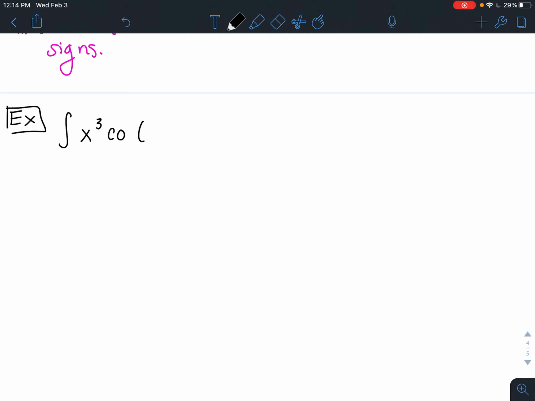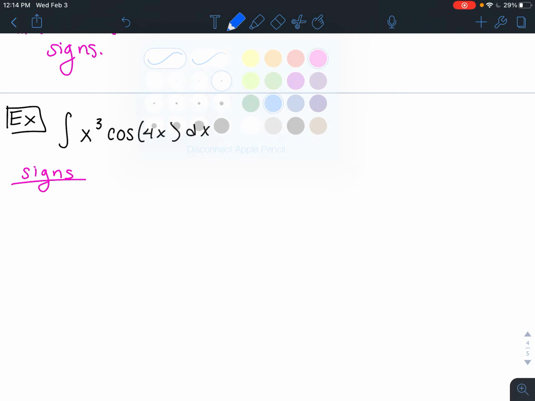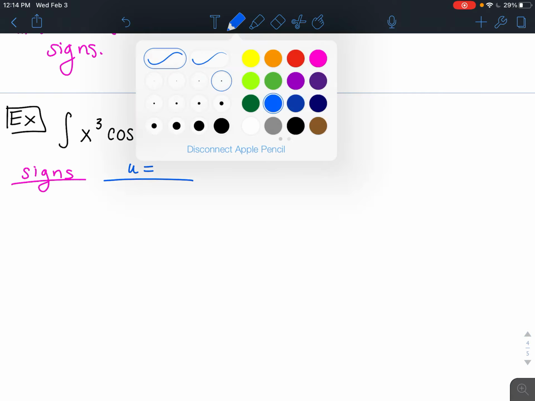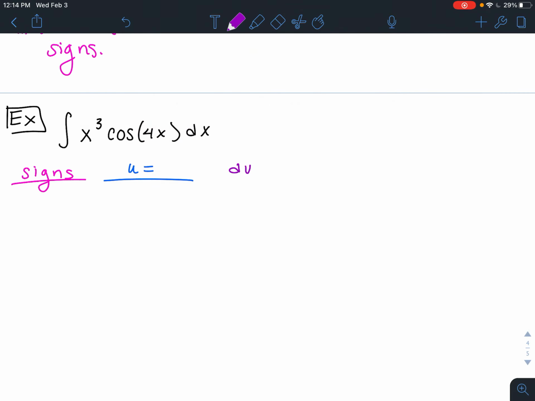So x cubed cosine of 4x. I'm going to make it a little harder. Okay, so I'm going to set up my 3 columns. So I'm going to have my signs, going to get my u's, and I'm going to get my dv's.